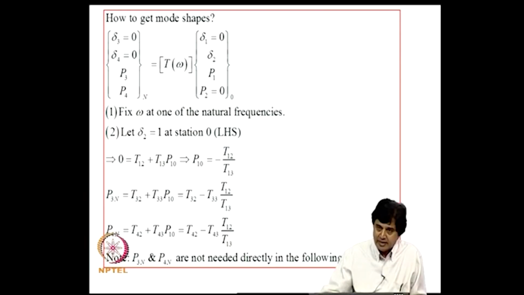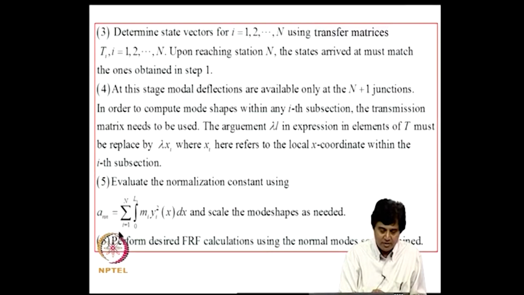When we reach the right end, we should get the same forces as we got here, which shows that our calculations are right. Now determine the state vectors for i equal to 1 to n using the transfer matrices. Upon reaching station n, the states arrived at must match the ones obtained in step 1. At this stage modal deflections are available only at n plus 1 junctions.